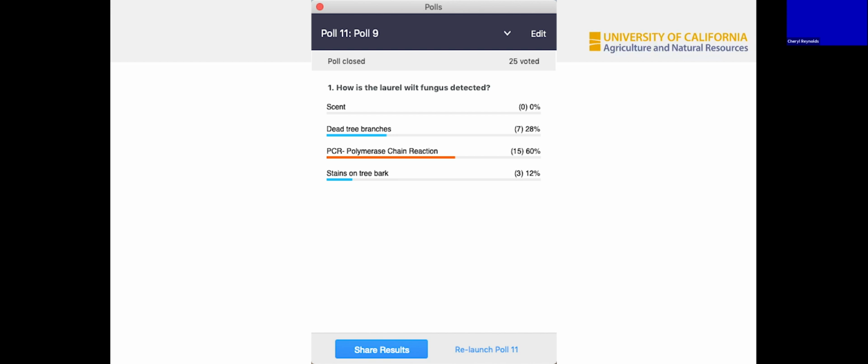Okay, I think we're going to close this one out and bring up the results for this one, then we'll bring up the last poll. Okay, great. So most people understand that the detection is hinged on molecular methods, which would be the PCR, polymerase chain reaction. Dead tree branches and stains on the bark are both visual symptoms, and while they are strong indicators of the disease, they do not confirm its detection. So we can move to the next one.